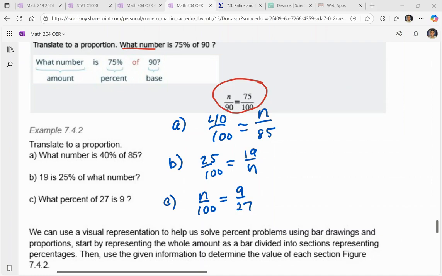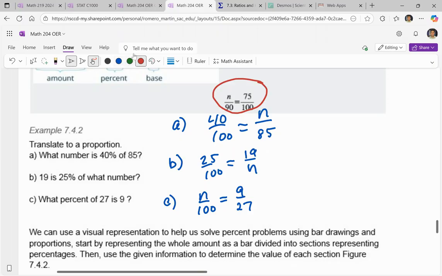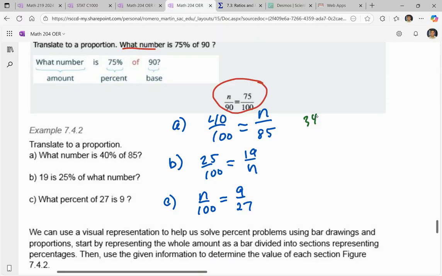Once we have the setup, we can easily figure this out through cross multiplication. 40 times 85 turns out to be 3,400 equals 100n. Divide both sides by 100, or we can just see that n is 34. So it's 34 out of 85. This one here, you get 25n is equal to 1900. Divide both sides by 25 to solve for n. 1900 divided by 25 turns out to be 76. In this case, you get 27n is equal to 900.